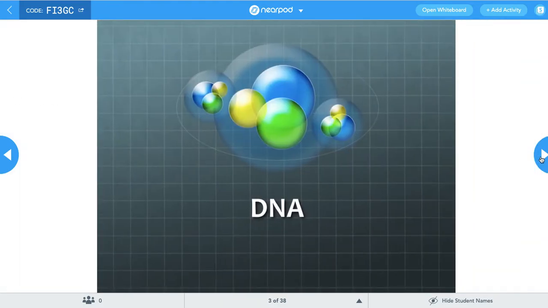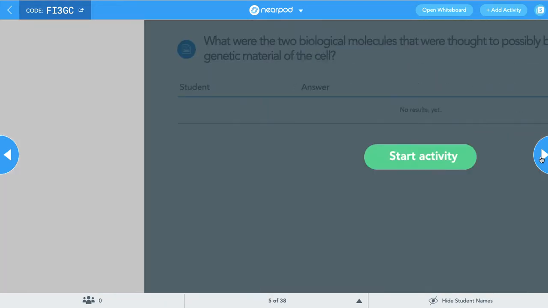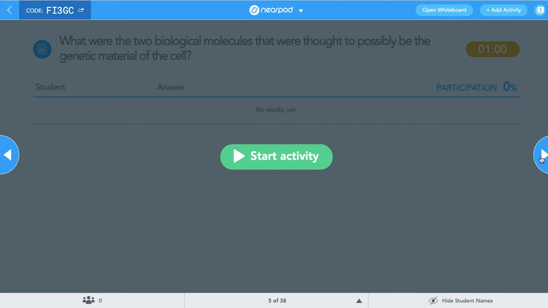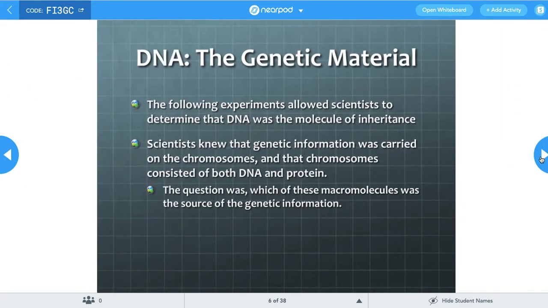So our first thing is we're going to talk about DNA and what it is and that type of stuff. So we're going to identify the substances and genes, and some of the following experiments that allowed scientists to determine DNA was the molecule of inheritance. Scientists knew that genetic information was carried on chromosomes.